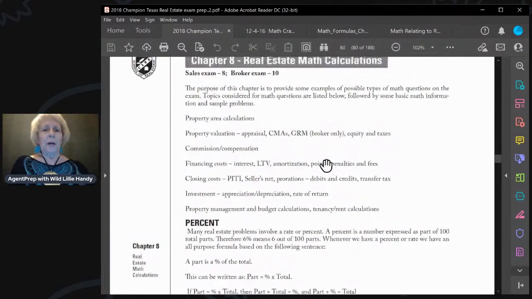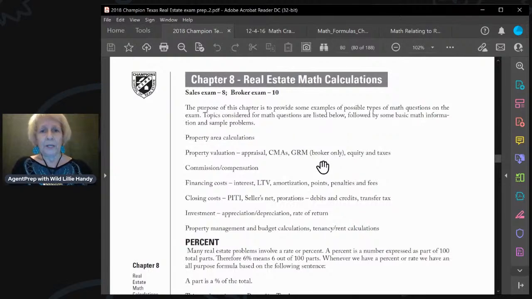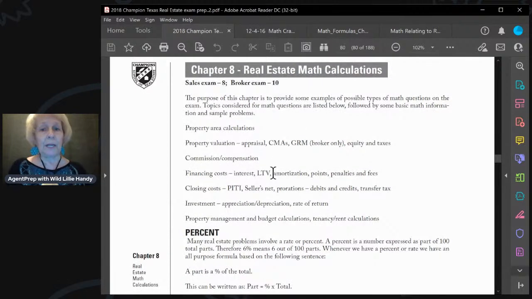Okay, so a lot of the calculations that we use in real estate have to do with percentages. Checking the area, square footage, a lot of that. So today I'm going to cover about the purpose of this chapter, okay? And this is in the Champion book. So if anybody did Champion, you can resort to this book. And so it'll provide you some examples of possible math questions on the exams. So topics considered for math questions, okay, will be listed below, but I'm not going to cover the whole chapter. Just a few of the things.